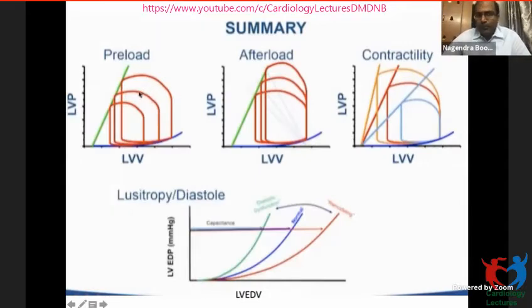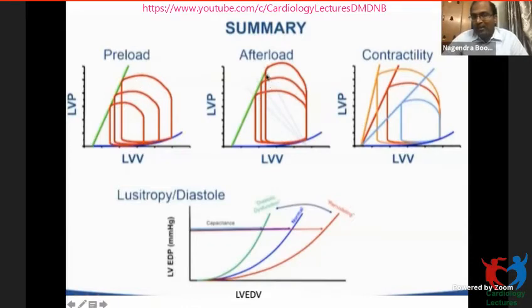This is a summary of this one. This is the normal curve. As the preload increases, by the Frank-Starling mechanism, contraction increases. The width of this loop is bigger than this loop. The stroke volume increases, but the stroke volume happens at the cost of stroke work and at the cost of some amount of potential energy. That needs to be emphasized.